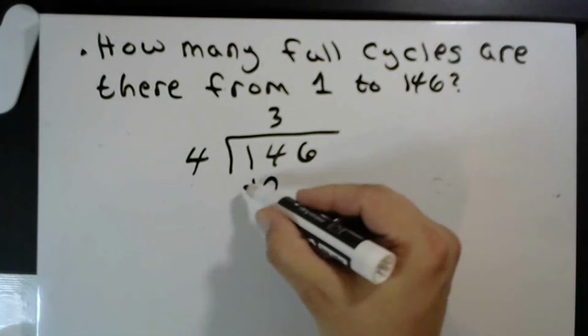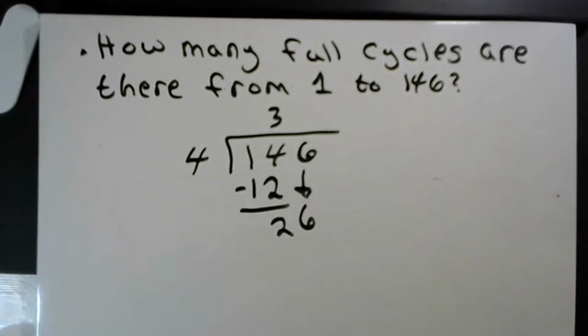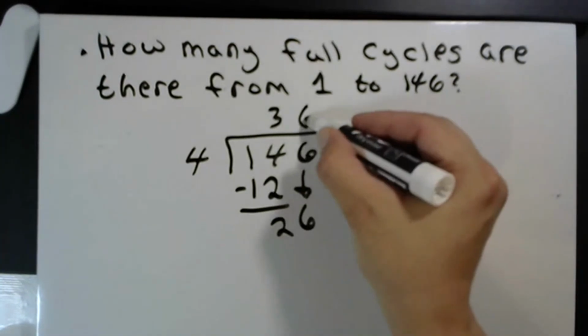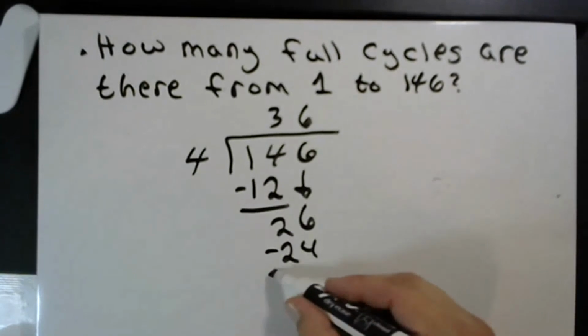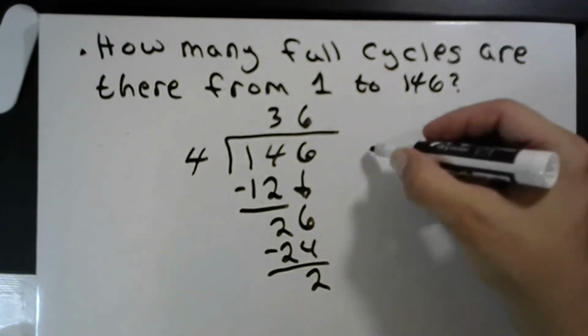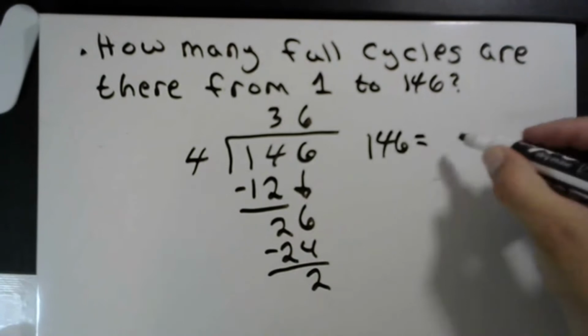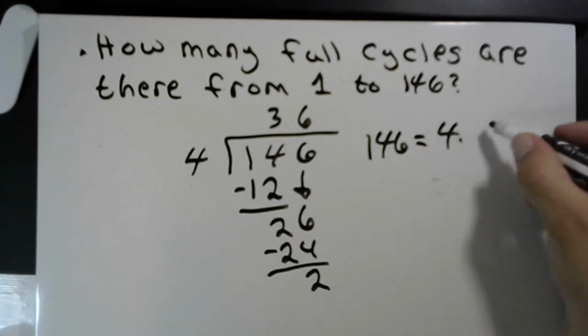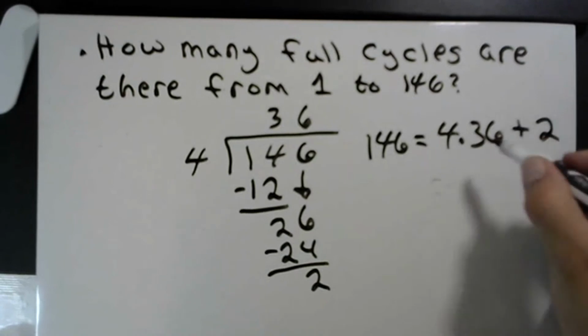3 times 4 is 12. Subtract, it's 2. Bring down the 6. 4 goes into the 26 at most 6 times. 6 times 4 is 24. You get a remainder of 2. So what this says is this: 146 is 4 times 36 plus 2 extra.